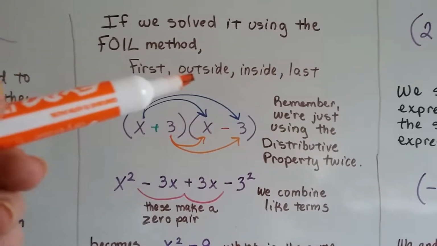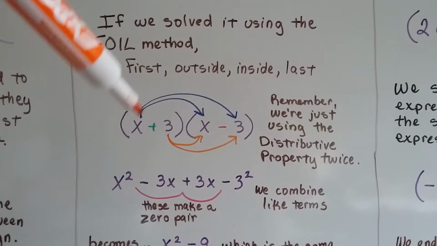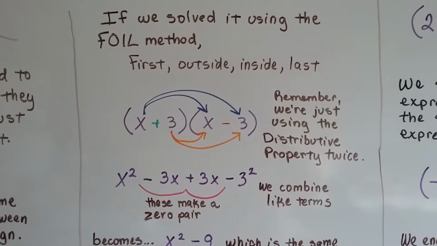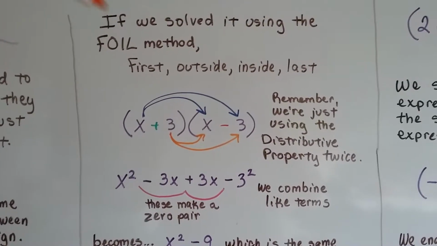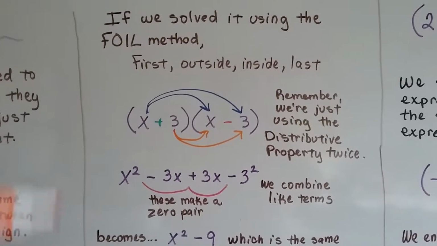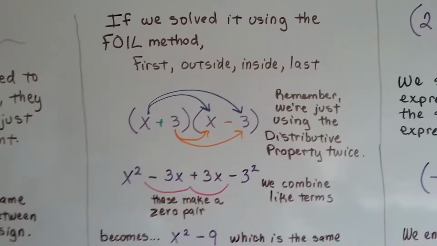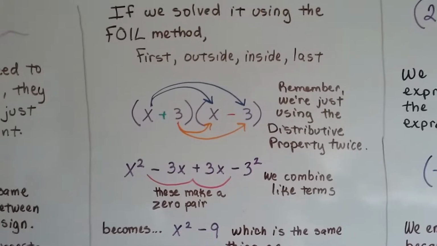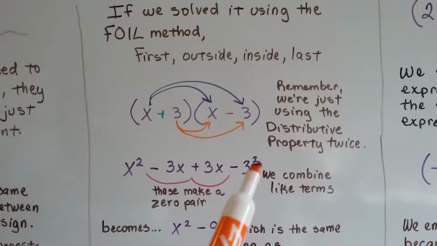Then we would do the outside ones. This x is outside and that negative 3 is outside. So we get a negative 3x. Now we do the inside ones, the 3 and the x. So we get positive 3x. And now we do the last terms. This 3 is the last term in that parentheses, and this negative 3 is the last in that parentheses. So we get minus 3 squared.